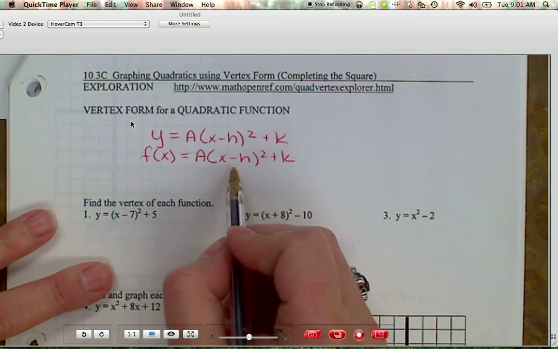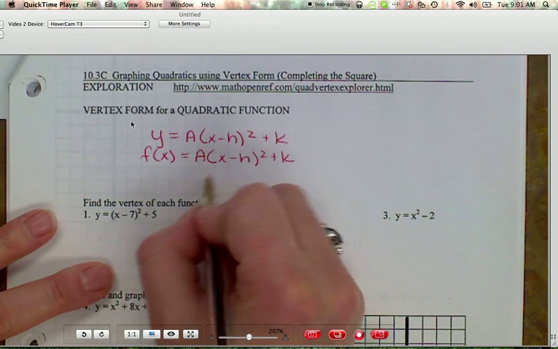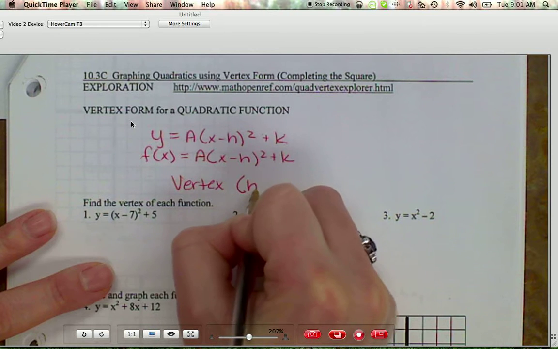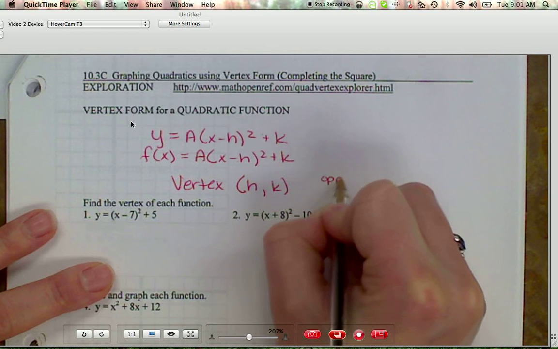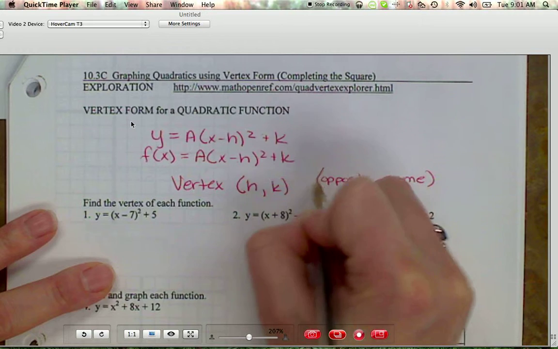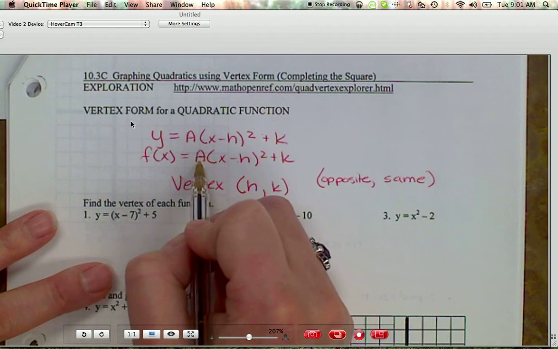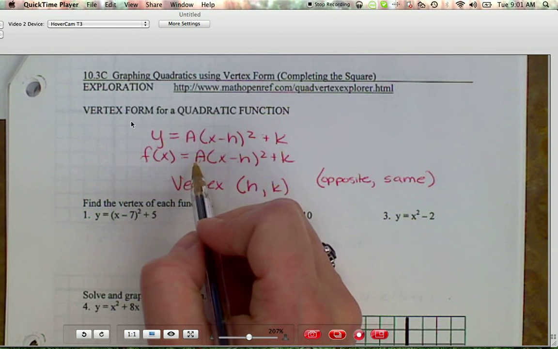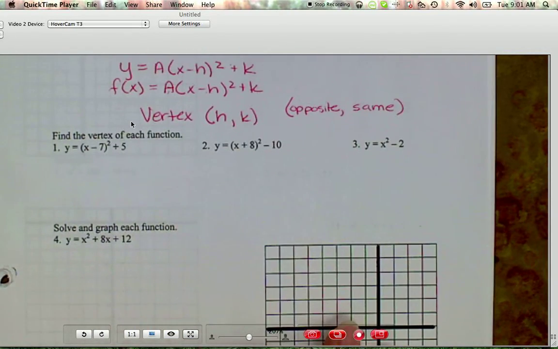And when we did graph with vertex form and transformations, we found that the vertex was always the opposite of this, so it was h, and the same as this. It was opposite, same, when you found your vertex. So the opposite of this value, the same as this value. Remember, the a then tells you if it opens up or down, and it also will tell you how wide or narrow the parabola will be. We can apply that same idea here to these first examples.